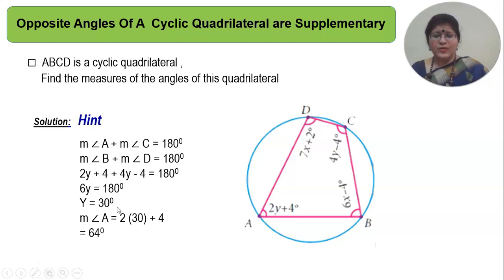Okay. Now, if you have the value of y as 30, can you find out what is measure of angle A? 2 into 30 plus 4. That is 60 plus 4. So you get the measure of angle A as 64. Now, if you get A as 64, what will be C? C will be 180 minus 64. Similarly, B plus D is 180. So 6x minus 4 plus 7x plus 2 is 180. Add them, you will get the value of x.